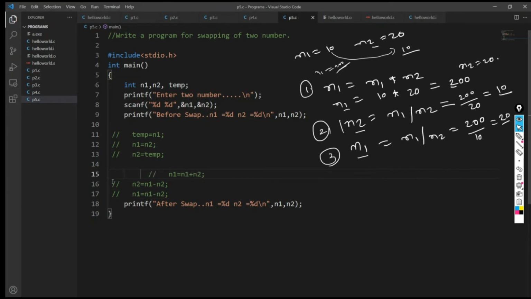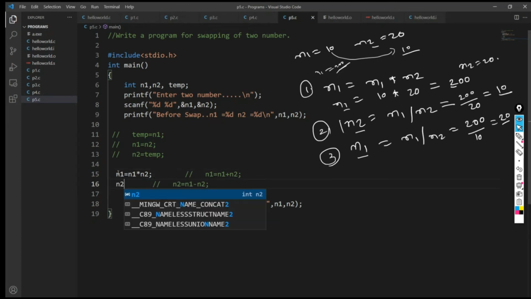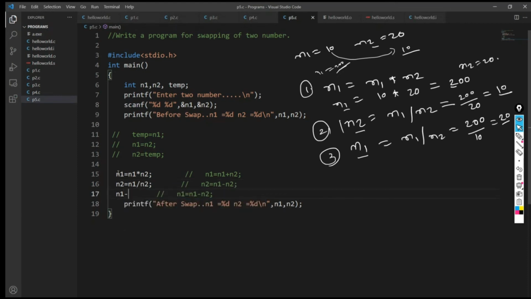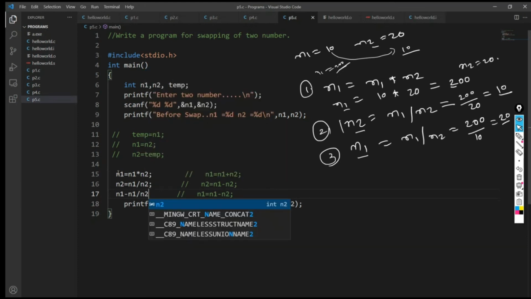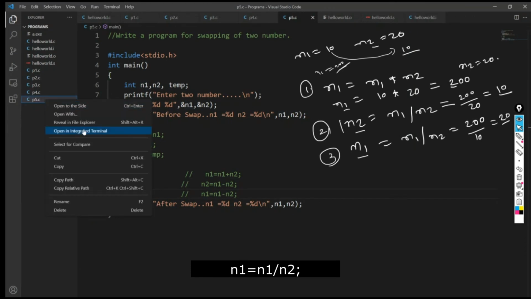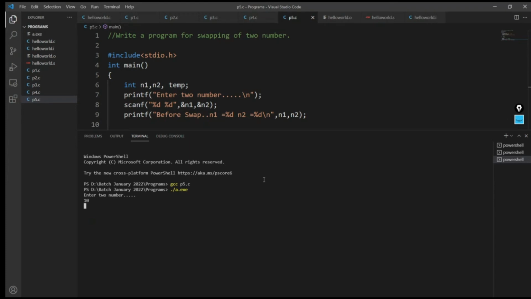So I will write down that logic here. n1 is equal to n1 multiplied by n2. Here n2 is equal to n1 divided by n2, and n1 is equal to n1 divided by n2. Yes, it's 10 and 20. So my output is like this.